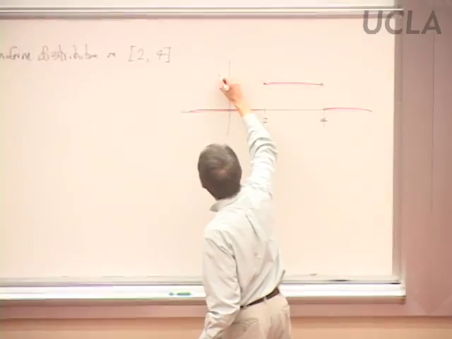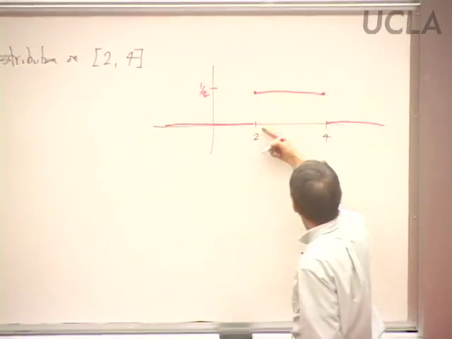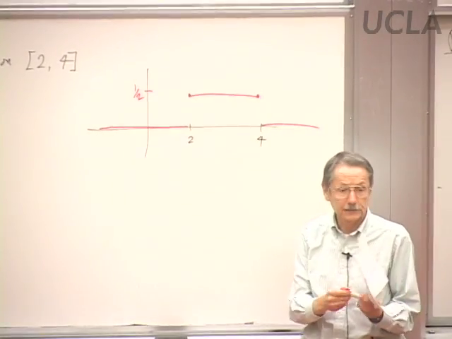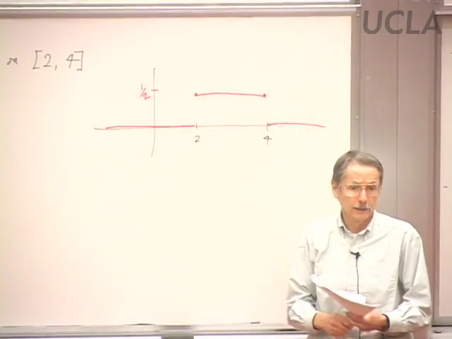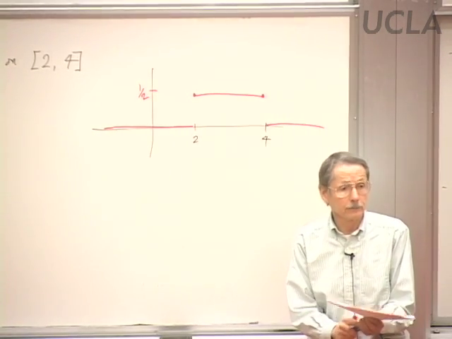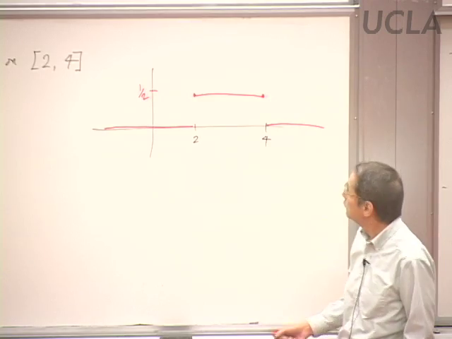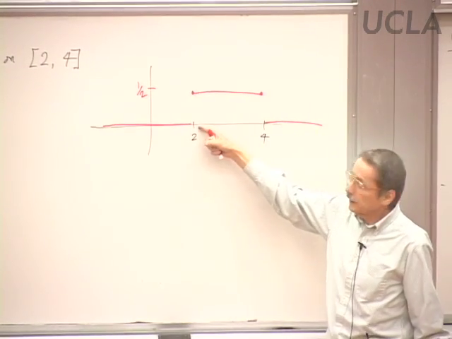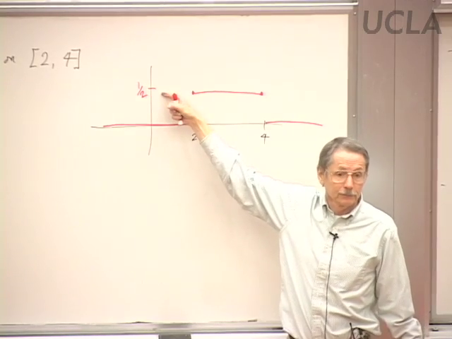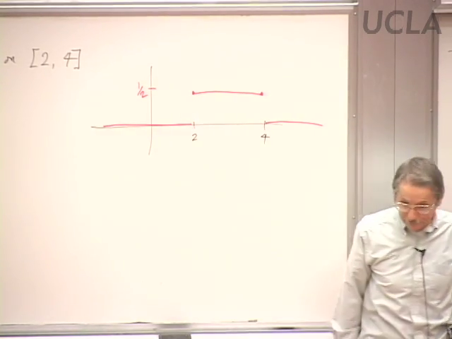Well, it has to be a half for this interval of length 2, so that the total area under the density curve will be 1. Right? The density function has to integrate to 1 when you integrate it over the entire real line. So if this had been an interval of length 3, the constant would have been 1/3, and so forth.